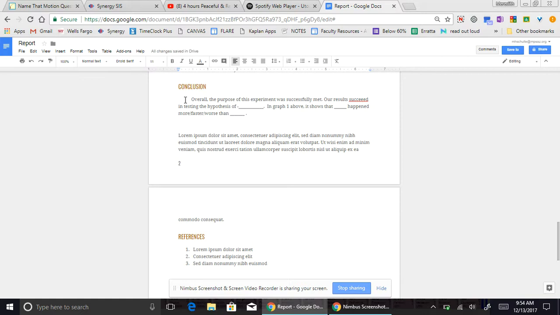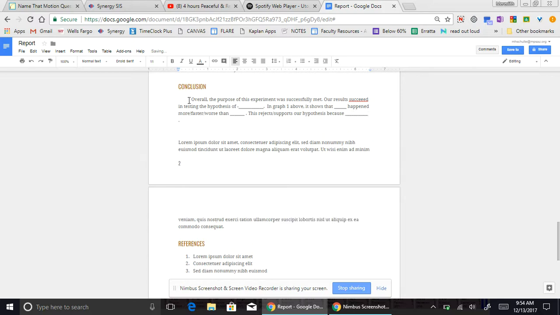Rejects or supports hypothesis. So I'm going to put this rejects / supports our hypothesis because, and then I'm going to underline that, and I know I just have to go in and fill it in like good, reject, or support. You know what I mean? And that way I can feel like I'm making progress even if I don't have my experiment all the way collected. And where else to say errors in?